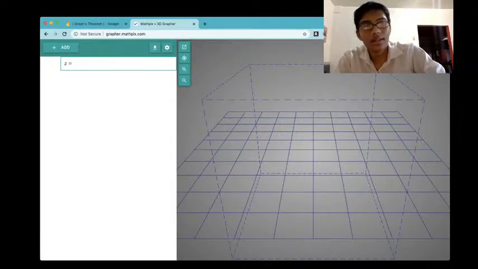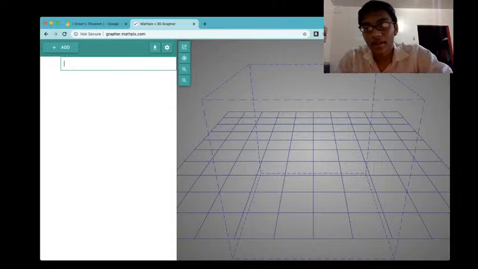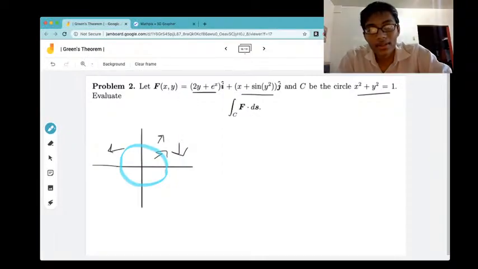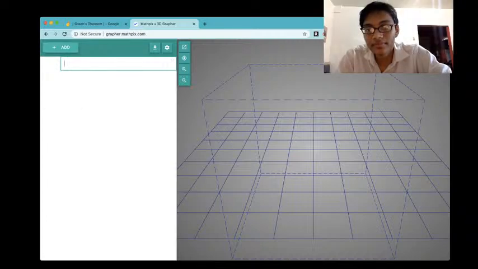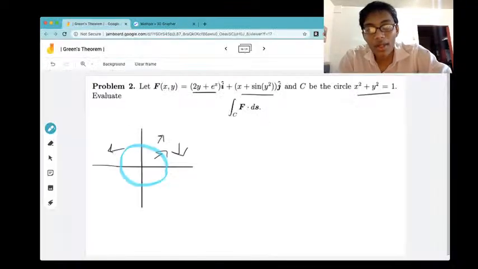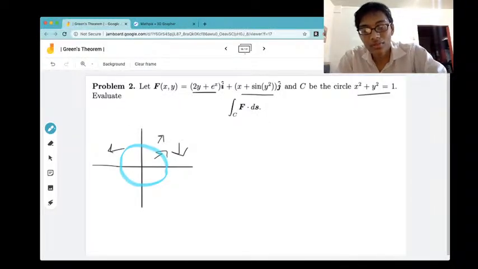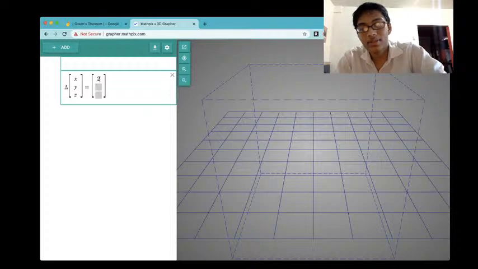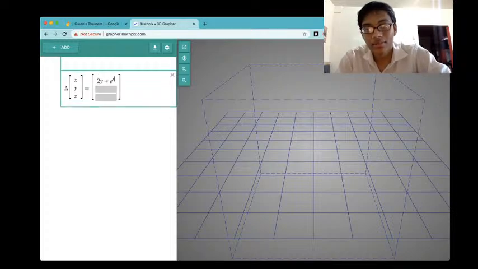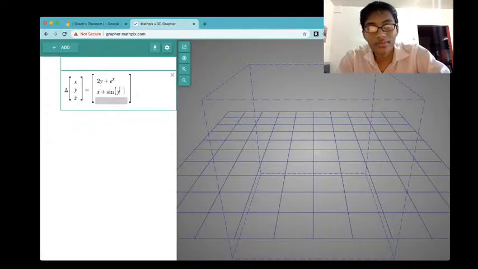Okay, audience, please let me know if the audio is broken or otherwise. So let's put in that vector field, which is what? 2y plus e to the x i. So 2y plus e to the x, that's our x component of our vector field. Our y component is x plus sine of y squared. And our z component is just 0.